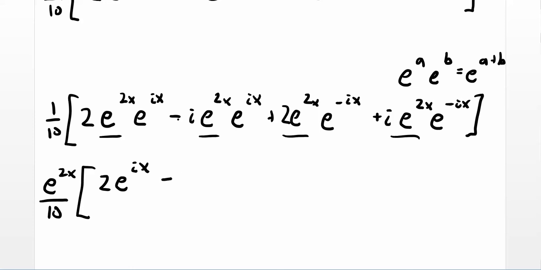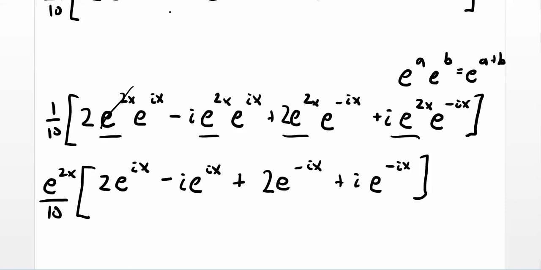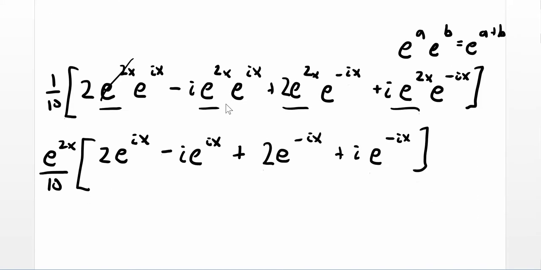Again, we're being really thorough here, but it doesn't have to take this long. Minus i e to the ix, plus, so we got rid of this. No, we got rid of this. Plus 2 e to the negative ix plus i e to the negative ix. Okay, looks good.